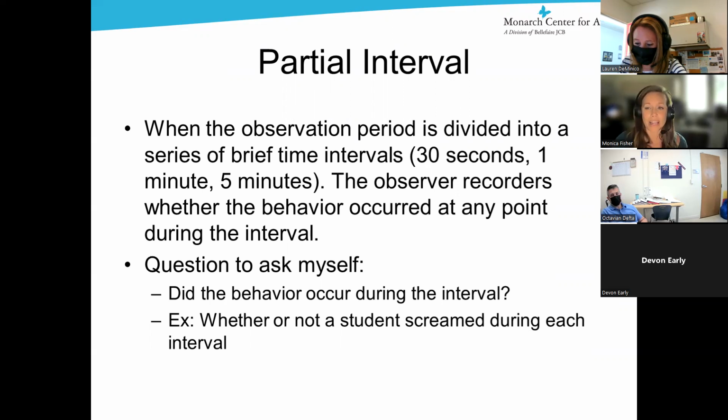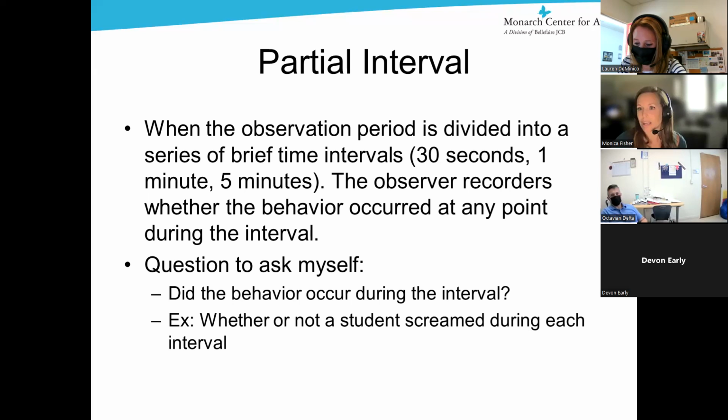Here at Monarch, we've kind of adapted it a little bit to sometimes be within either 5-minute intervals or 30-minute intervals. And essentially, if you have partial interval as the method that you're tracking for the student that's on your caseload, you're just marking, did this behavior occur in this 30-minute session or did it not? Were they aggressive or not? Were they self-injurious or not? So it's a pretty easy, but also more reliable because it's pretty clear if the child did engage in that behavior or not.